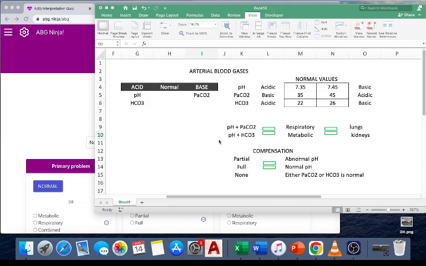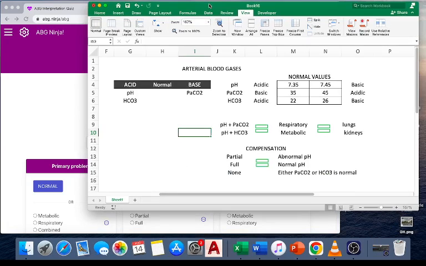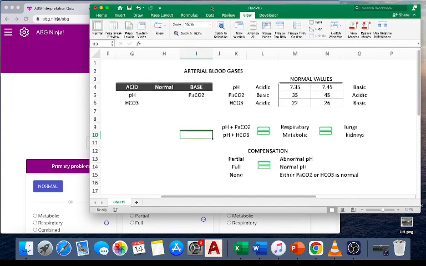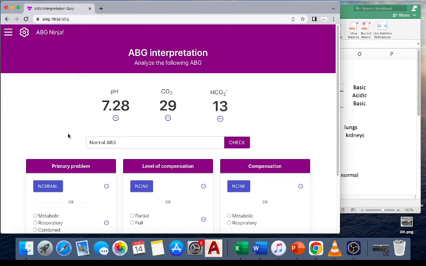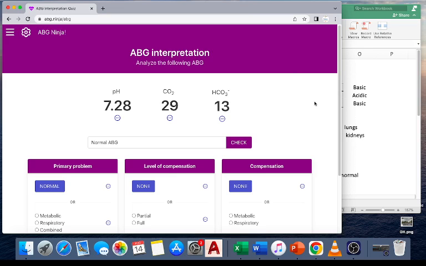Hello, today I'd like to share with you a simple tutorial about how to answer arterial blood gases, or how to interpret the values in an ABG result. For this tutorial, I'll be using abg.ninja. It's a free website.